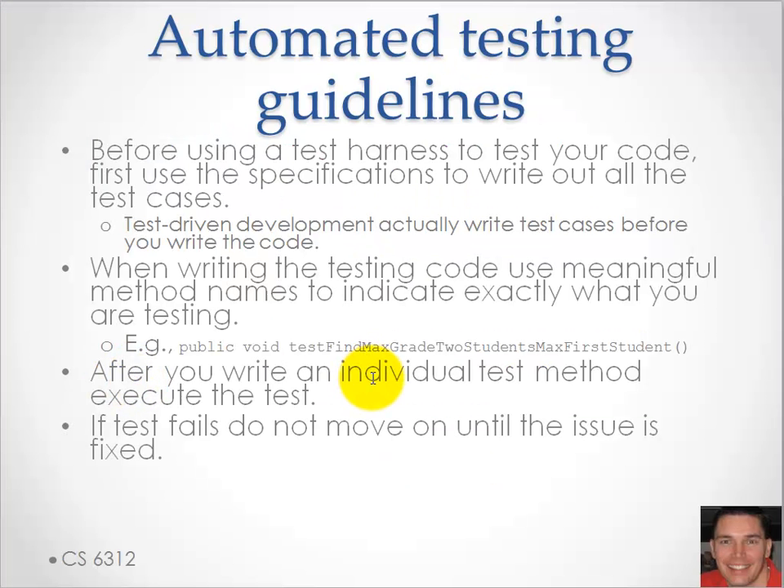After you write an individual test method, make sure you execute the test, and then if it passes, great, move on. If it fails, then go fix the bug within your code before you do anything else. That's the whole idea of unit testing: once you find a bug, you fix it before you move on and do any other development.